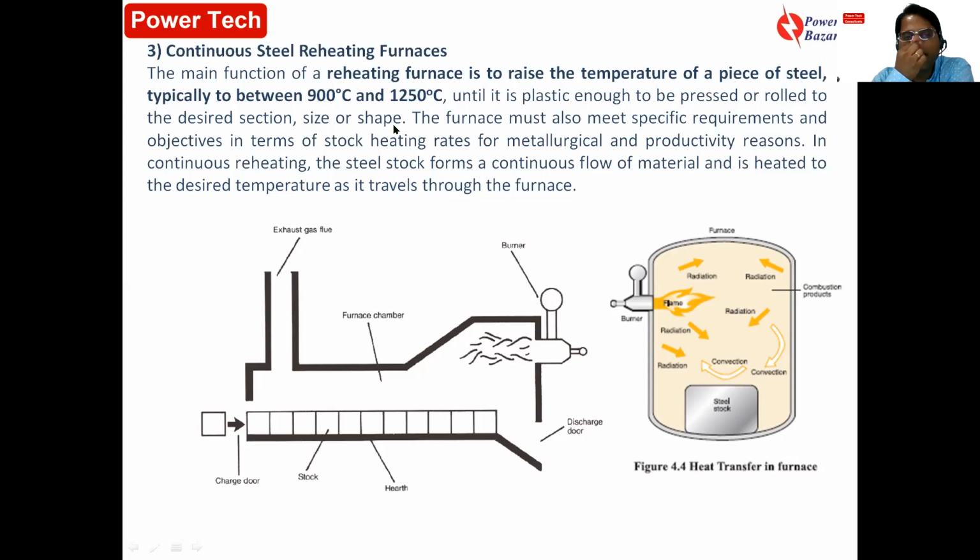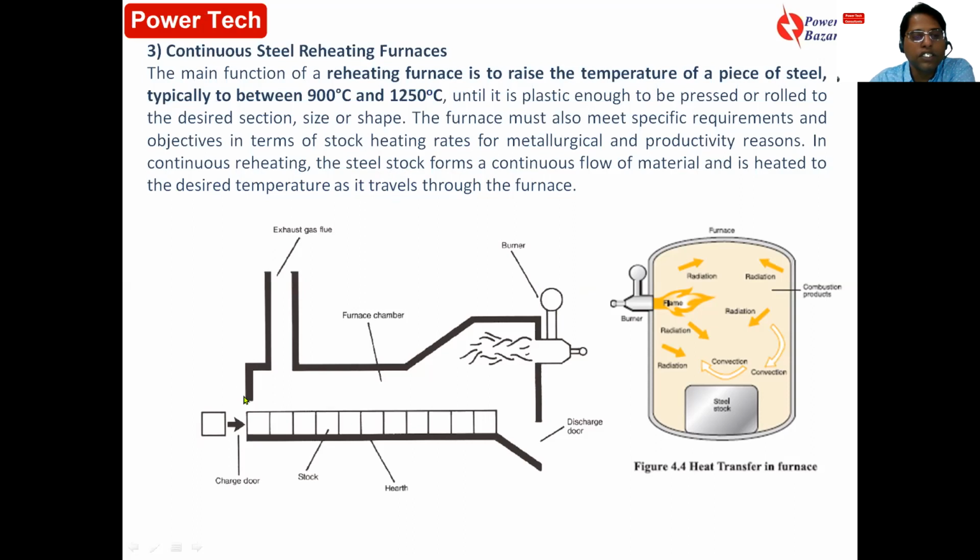That means in this case we change the size and shape of the steel. The furnace must meet specific requirements in terms of stock heating rates for metallurgical and productivity reasons. Now, if you see, it is a continuous reheating. The steel stock forms a continuous flow of material and is heated to the desired temperature as it travels through the furnace. Now, this is a typical example of a reheating furnace.